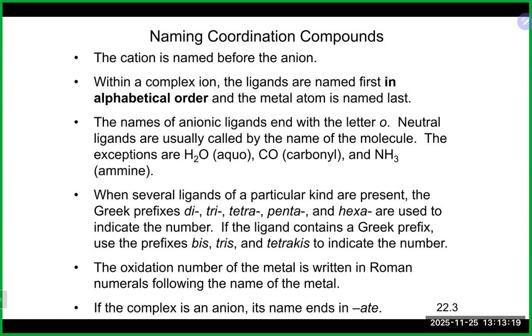Within a complex ion, the ligands are put and named in alphabetical order, regardless of prefix. So if there happens to be a prefix, you don't look at it in terms of alphabetical order. We just look at the first letter. Some ligands will end with the letter O. Some neutral ligands will just be called the same name it normally is. And there are some exceptions, like water is known as aqua, or depending on your book, aquo. CO is carbonyl, NH3 is ammine. So there are some special names for certain ligands.